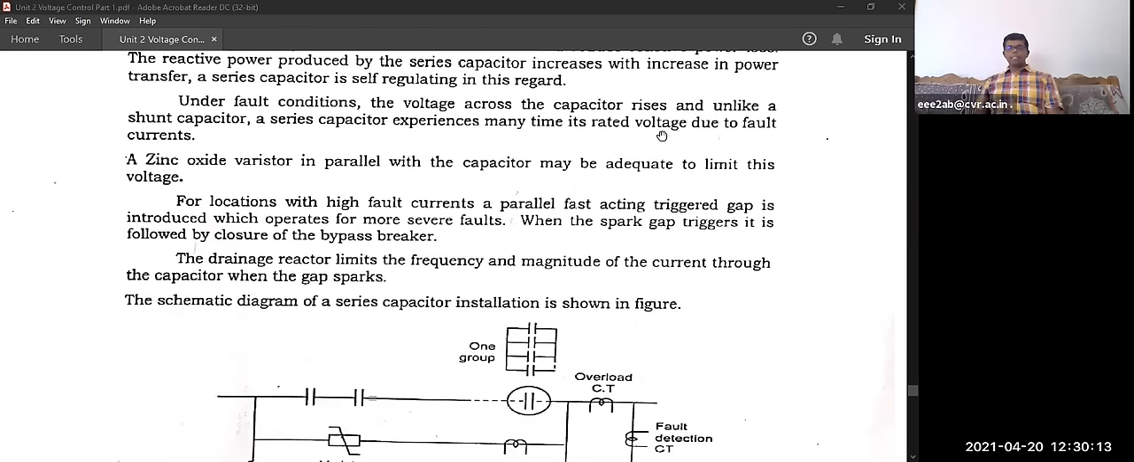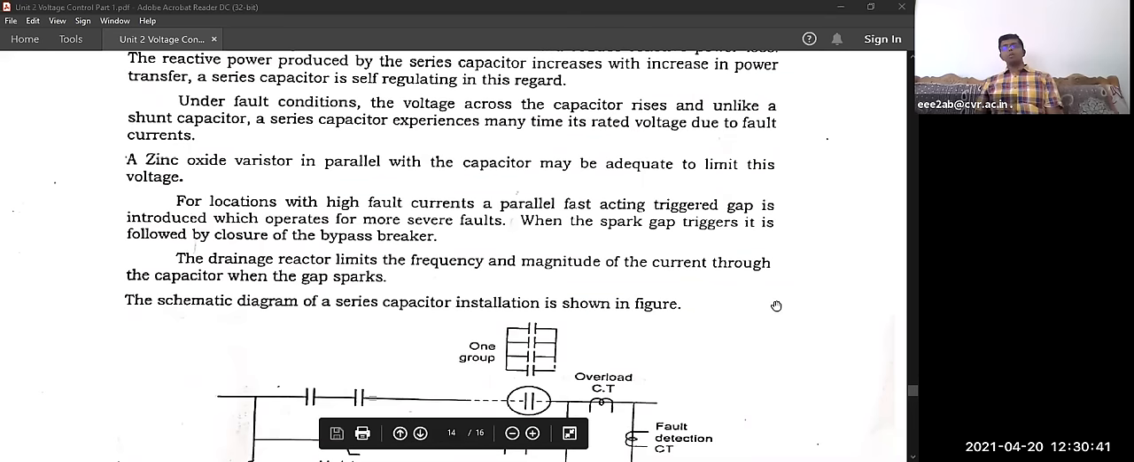Unlike the shunt capacitor, the series capacitor experiences many times its rated voltage due to the fault currents. So under some fault conditions, the voltage across the series capacitor will rise, and unlike a shunt capacitor, the series capacitor experiences many times its rated voltage.